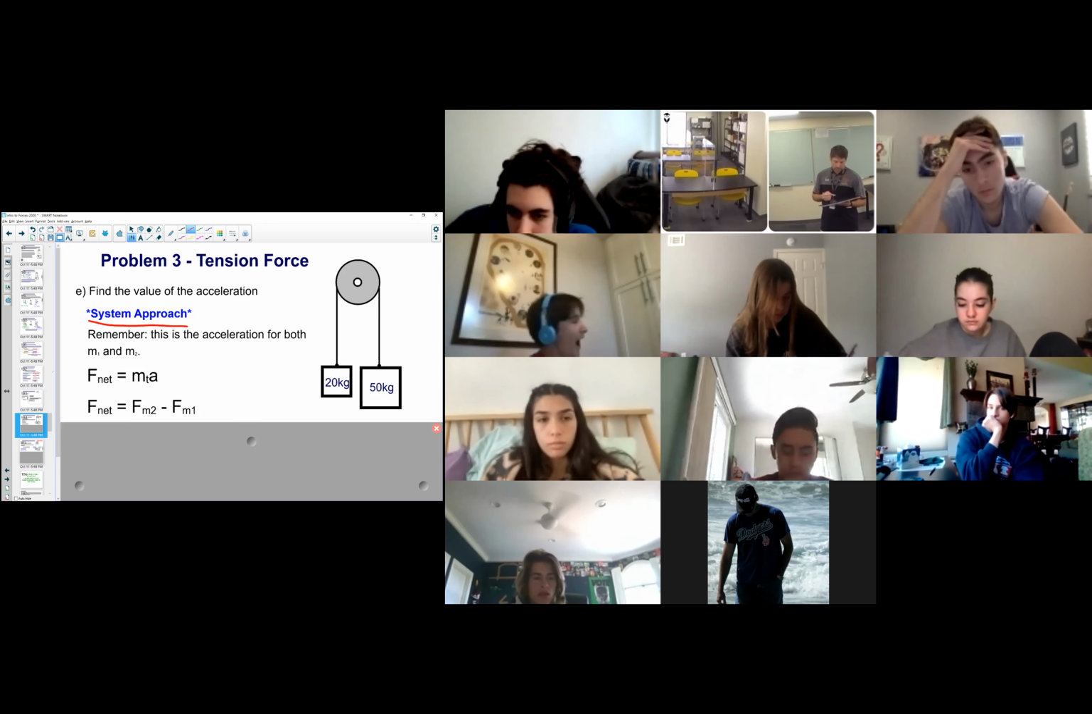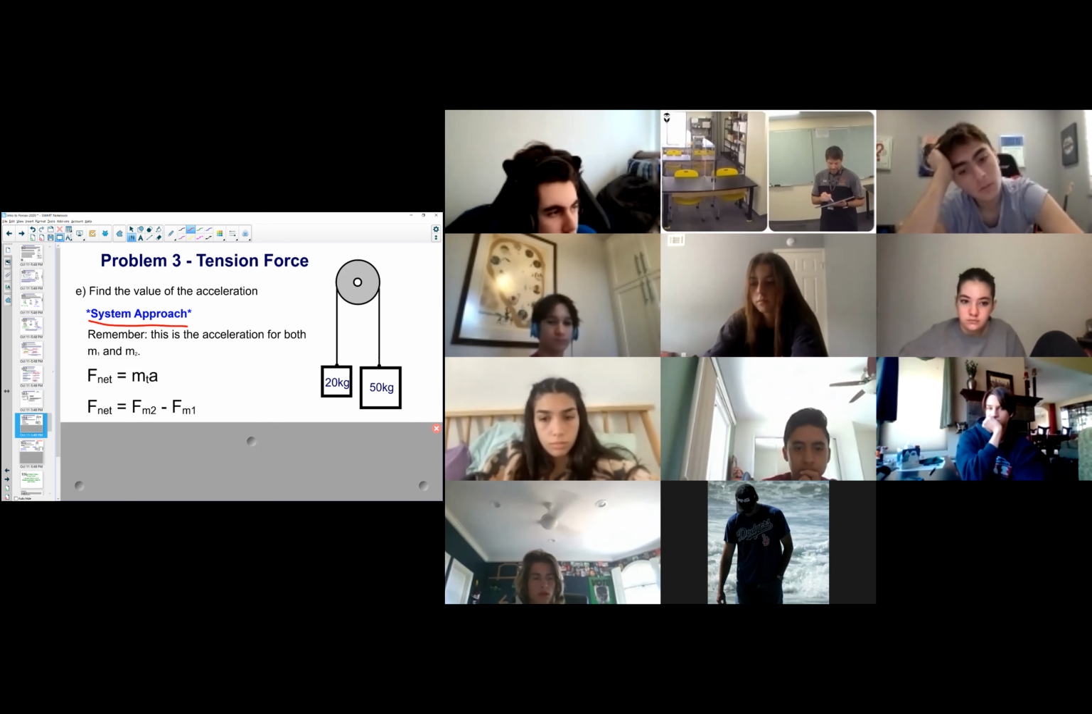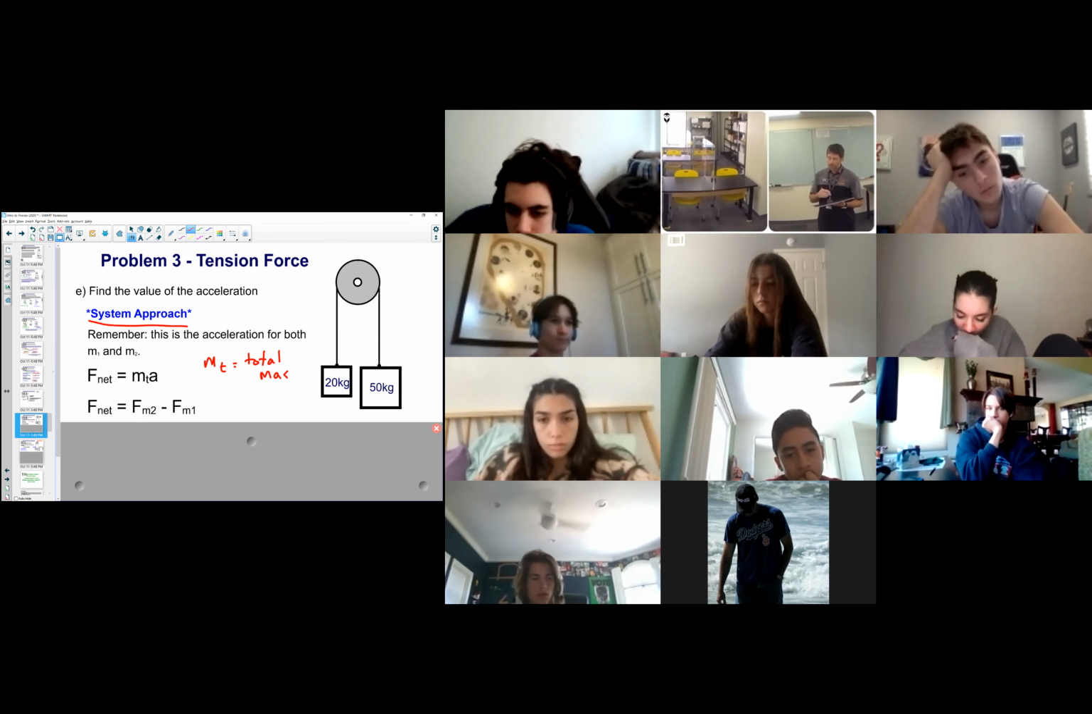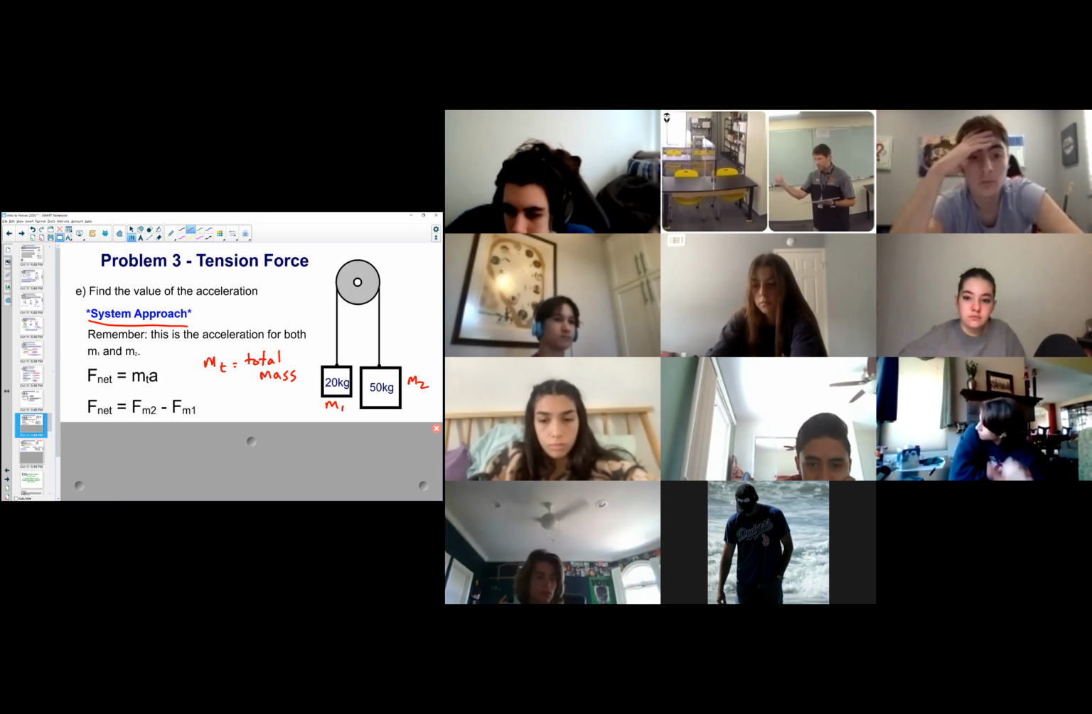So remember that the acceleration for both M1 and M2 is going to be the same. And so if we think about the net force being the total mass, so I have MT equals total mass. So the net force would be the total mass, the 20 plus the 50, times whatever that acceleration is. And the net force would also be the weight of M2, this one, minus the weight of M1, this one, because the 50 kilograms is going to pull down and the 20 is going to rise up. So that's the way I would subtract.